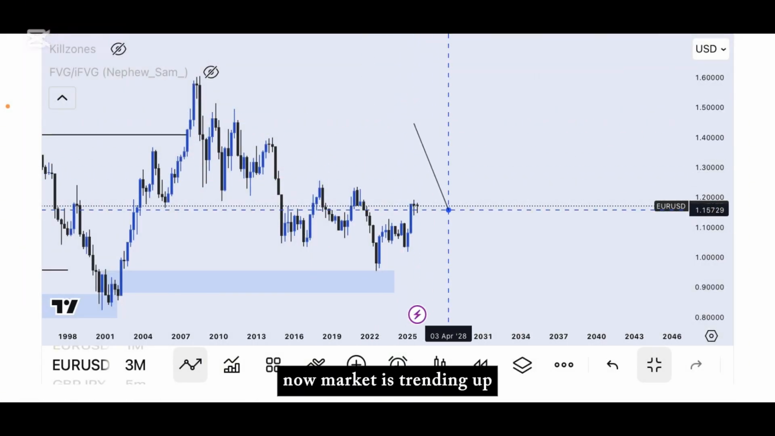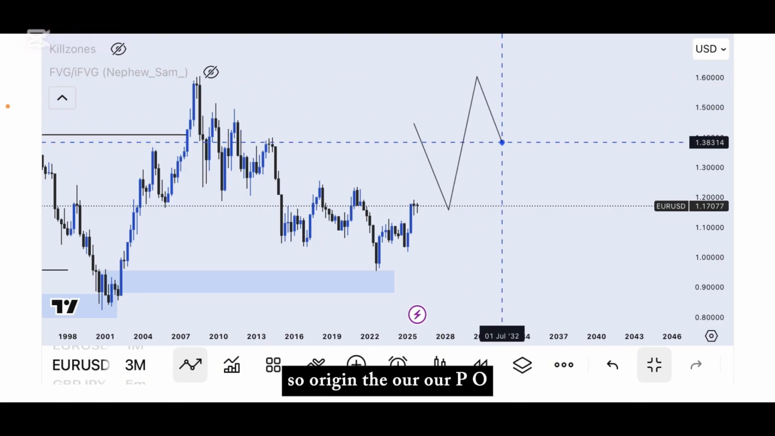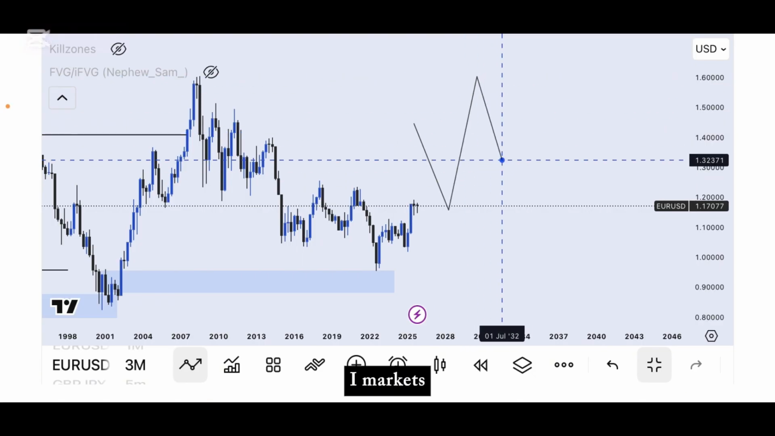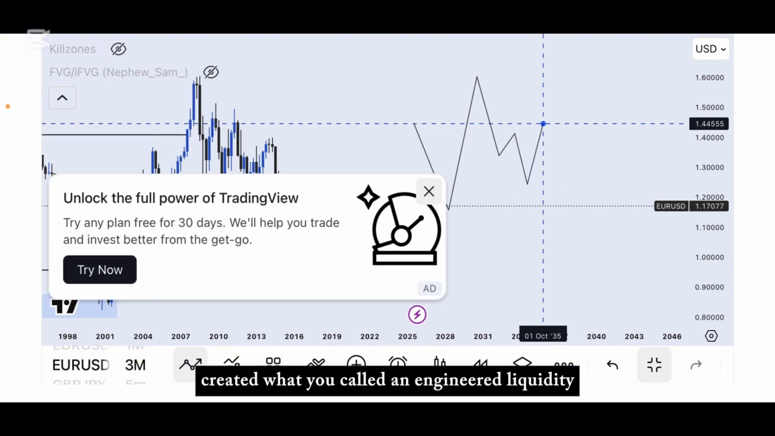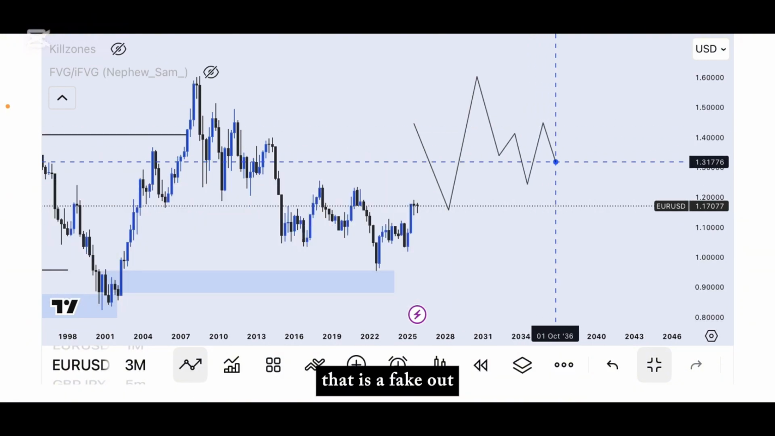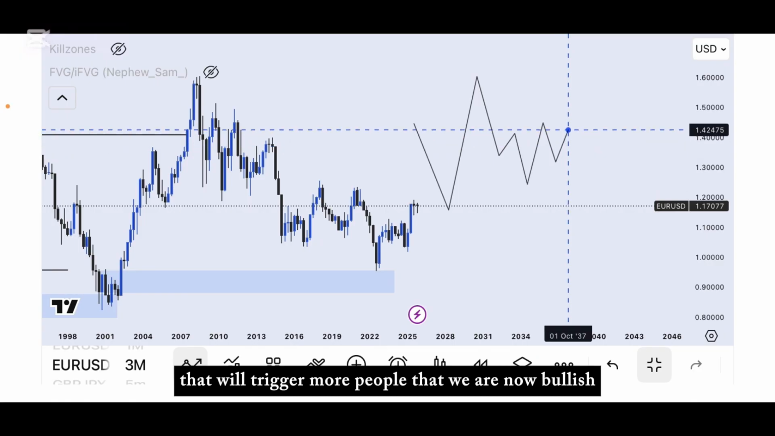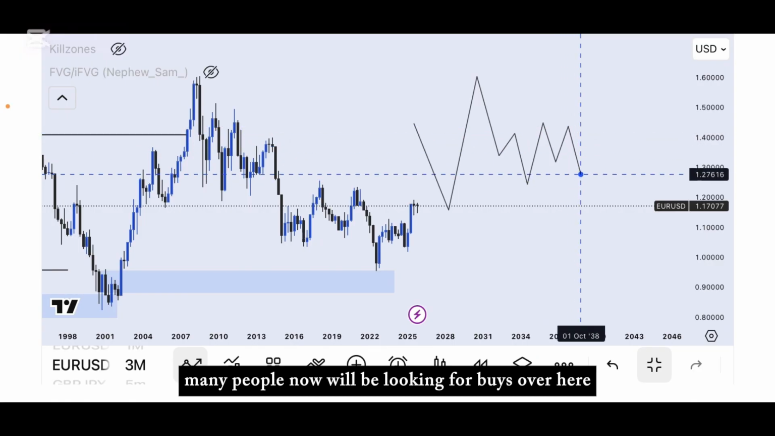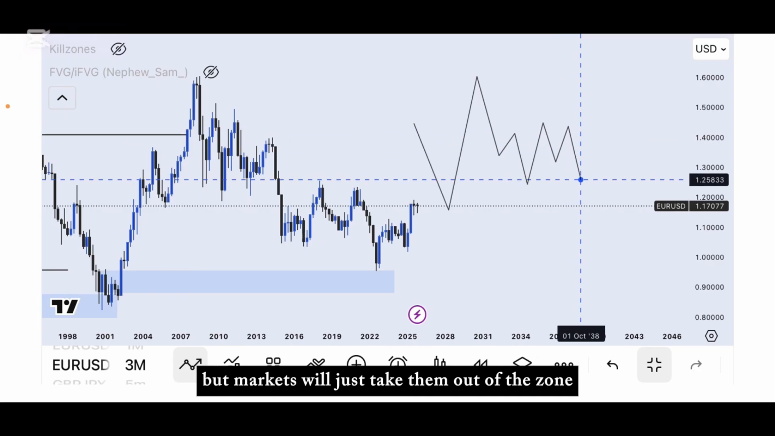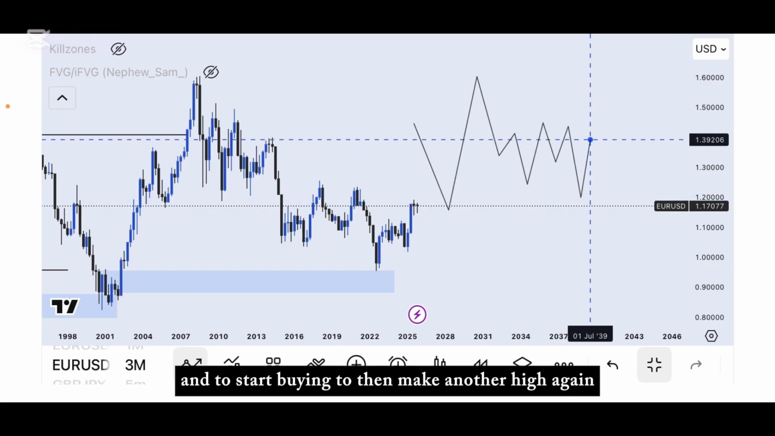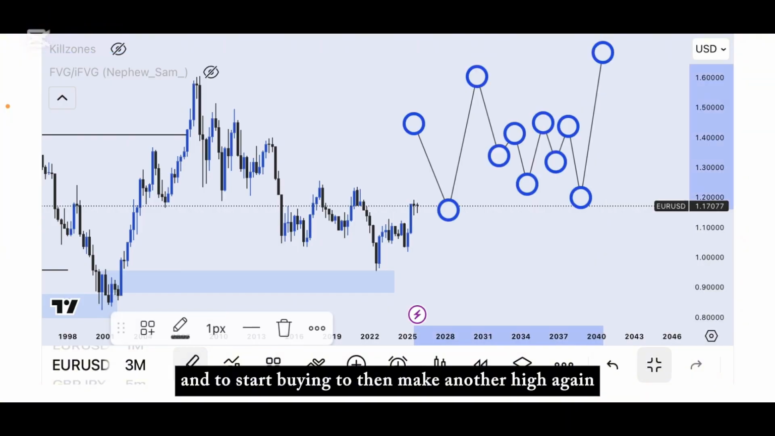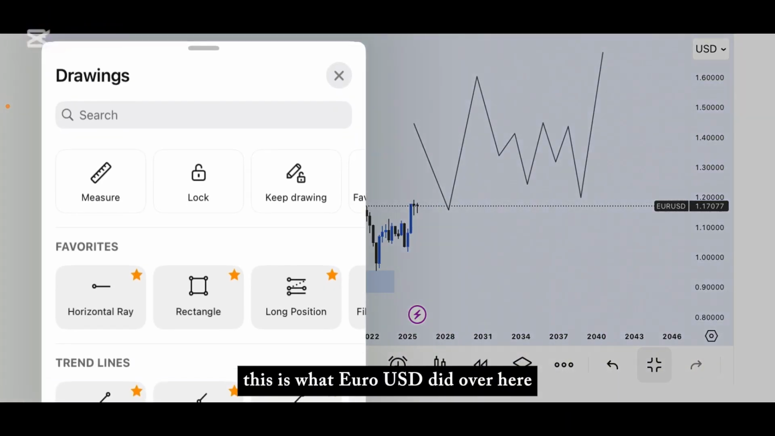Market is trending up. So on reaching our POI, market created what we call an engineered liquidity. That is a fake out that will trigger more people that we are now bullish. Many people will be looking for buys over here, but market will just take them out of the zone and start buying. It will then make another high again. This is what Euro USD did over here.